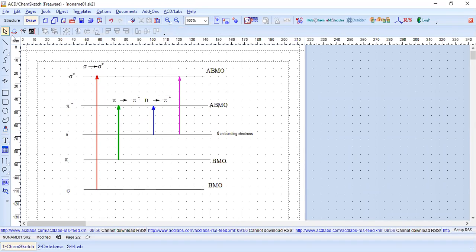And another one is n to sigma star. How many transitions are possible in organic molecules now? The n to sigma star. Four types of transitions we are seeing at present in organic molecules.